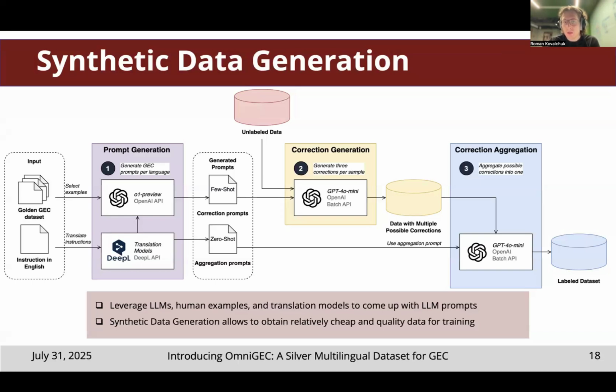Under callout 2, we take unlabeled data, we generate multiple possible corrections with GPT-4 Mini, and then with the power of translated aggregation prompts, we are aggregating those multiple possible corrections into one more holistic and complete correction.